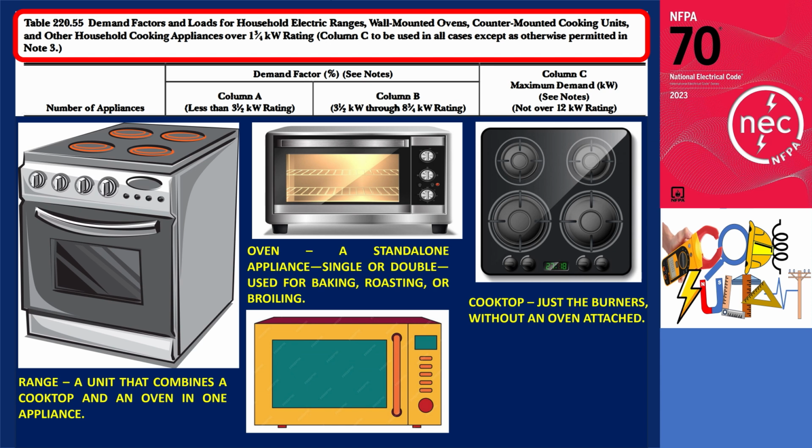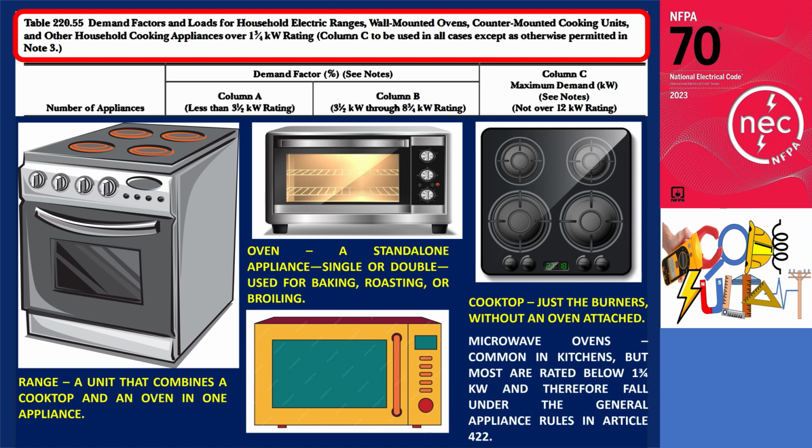Microwave ovens. Common in kitchens, but most are rated below 1 3/4 kilowatts and therefore fall under the general appliance rules in Article 422. However, if you encounter a high-powered microwave, say in a commercial kitchen or instructional program, with a rating equal to or greater than 1 3/4 kilowatts, then it qualifies as a household cooking appliance under Table 220.55. In that case, it must be included in the demand load calculation, right alongside ranges, ovens, and cooktops. But let's not stop there.